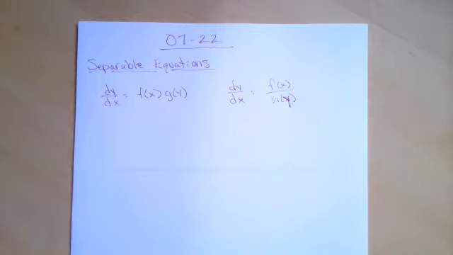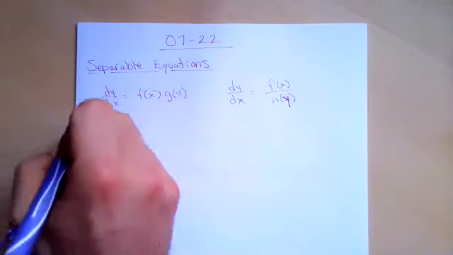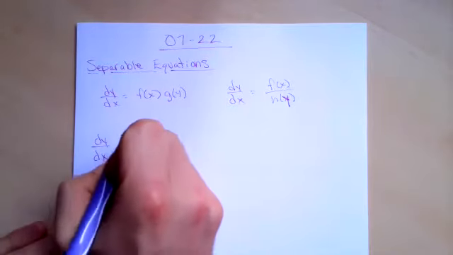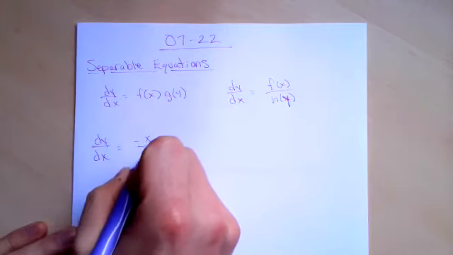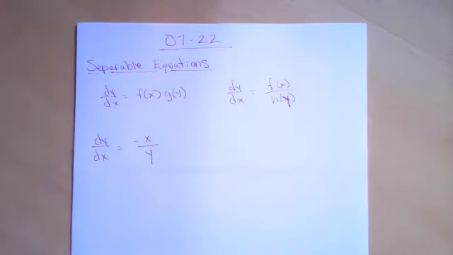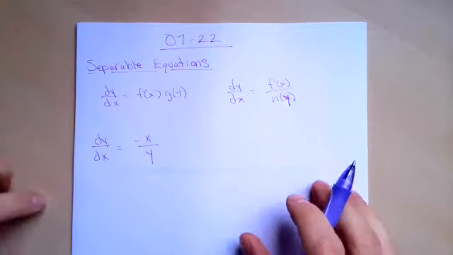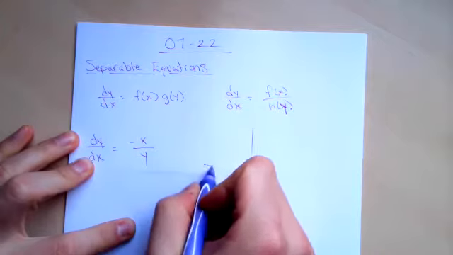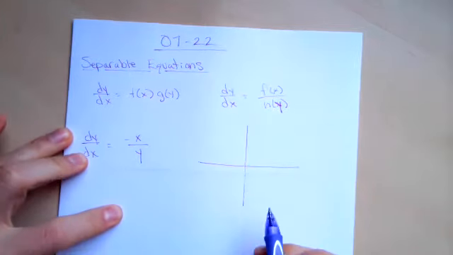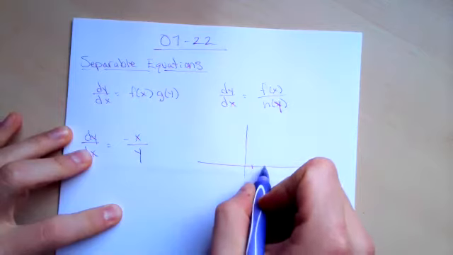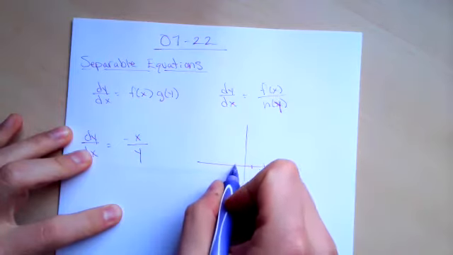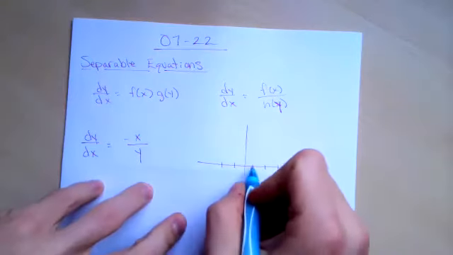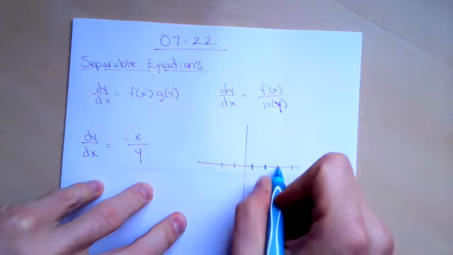So let's start off with one that we've looked at. We've seen dy dx is equal to negative x over y. And remember that the vector field for this guy we saw was circles. Here, actually, let me do these in blue. Those are my axes tick marks.